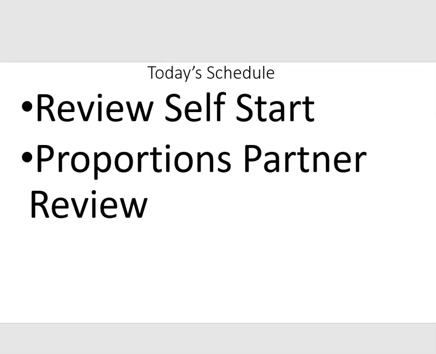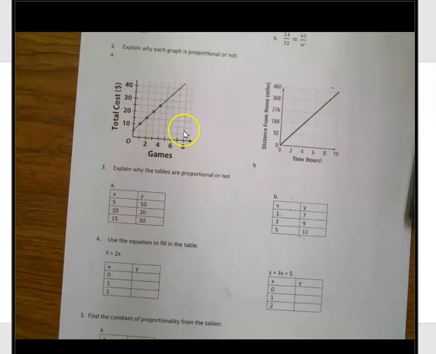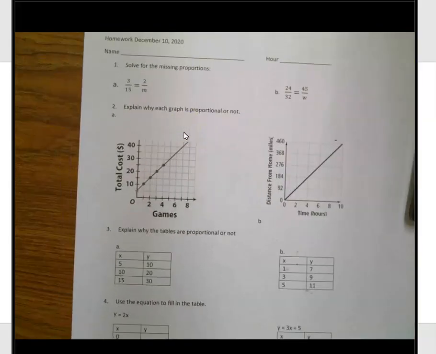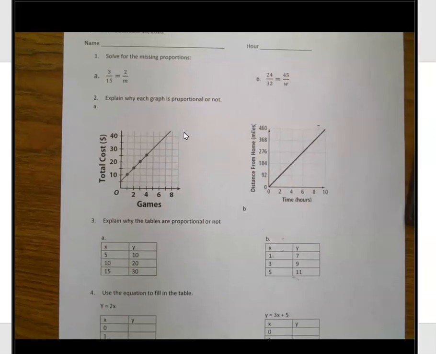And today, we reviewed our self-start. We're going to talk about proportions and do a partner review for the test. We're doing a station activity in class where you'll be partnering up with different people. For those of you that are at home, I'm going to go through the problems and I will be your partner. Sorry, you don't get your peer partners, but I will go over them for you. I'm going to do the A's. Make sure you try them, and then you go back and do the B's.